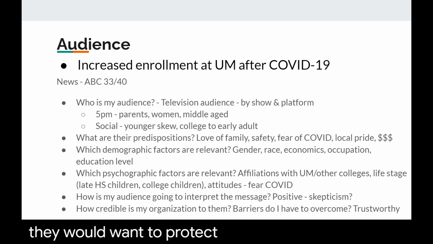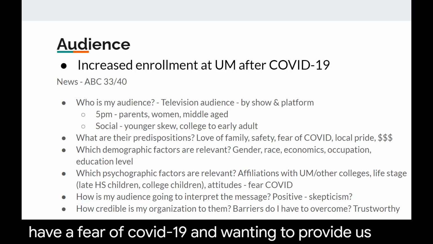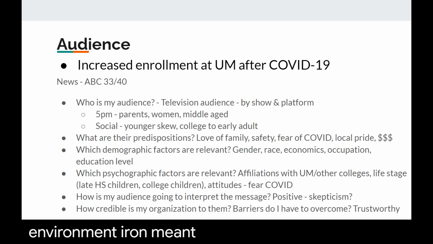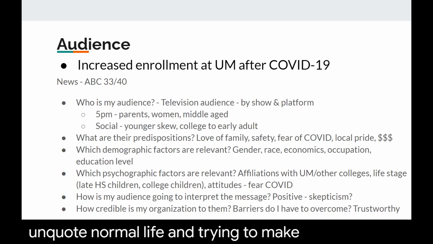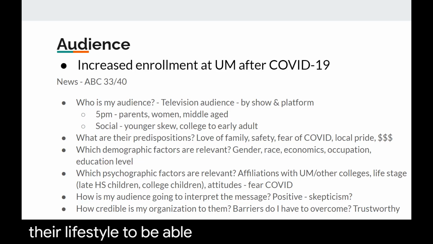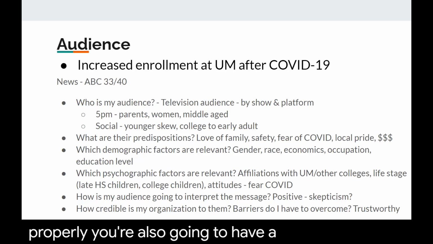They would want to protect them. Many people currently across our nation, but especially here locally, have a fear of COVID-19 and want to provide a safe environment. But on the alternative side, they also want to get back to "normal" life, and are trying to make changes in their lifestyle to accommodate COVID properly. You're also going to have a local audience here.